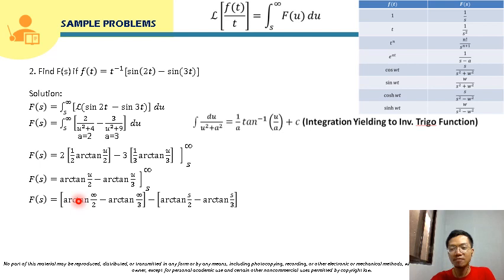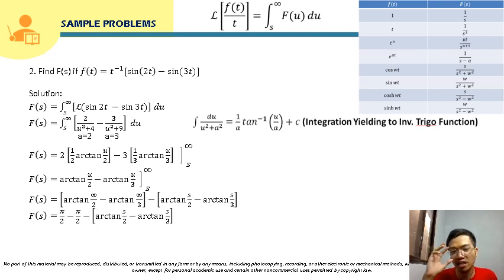Okay, so here, again, if you divide infinity by 2, will that change? Actually, that will remain as infinity, right? Also for infinity over 3, if you divide infinity by 3, that infinity will not change. It will remain as infinity. So meaning to say, if we solve for arctangent of infinity, infinity over 2 will just be infinity, and then infinity over 3 will just also be infinity. So this will just become arctangent of infinity minus arctangent of infinity, and then it will just be cancelled out. So that will just be 0.